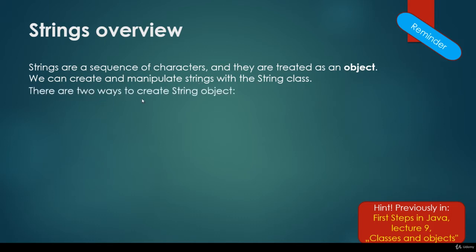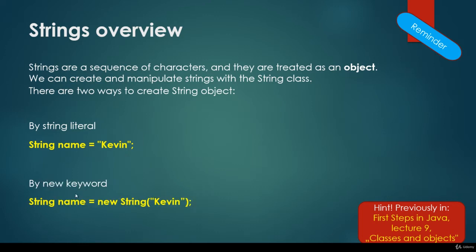There are two ways to create string objects. First of all, with a string literal: String name = "Kevin". This is how we create a string variable with the value Kevin. The second approach is to instantiate a new string with the value Kevin. Both of these approaches work fine, but we are going to come to the conclusion that using string literals is way better and more efficient than instantiating new strings.